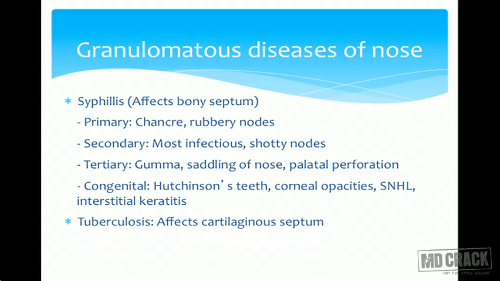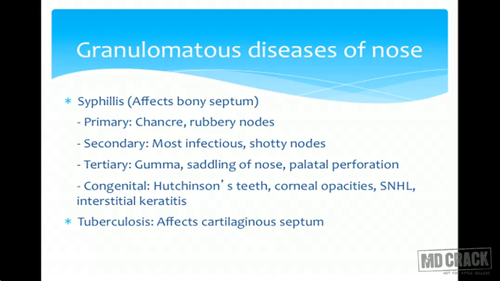Also, the deformities of the external nose occur in the tertiary stage, that is the saddling of nose, and the palatal perforation. These two occur very commonly. Now there is also congenital syphilis, in which Hutchinson's teeth are seen, corneal opacities are seen, sensorineural hearing loss is seen, and interstitial keratitis is seen. So these are symptoms seen in congenital syphilis.